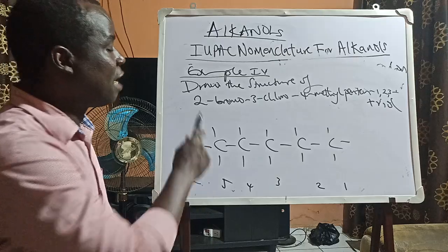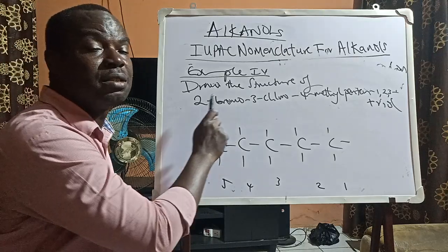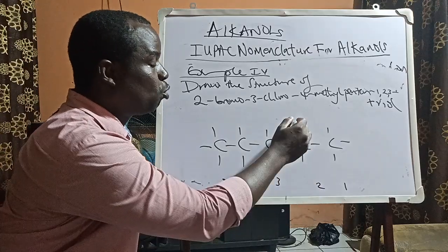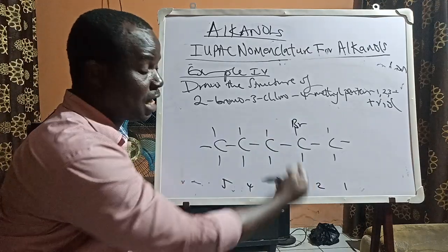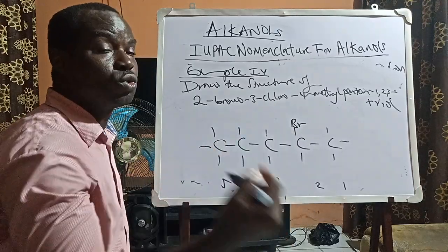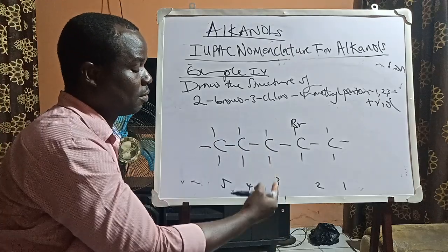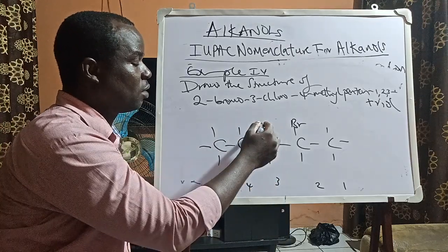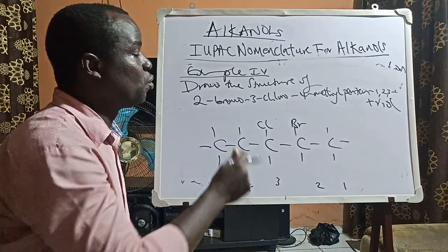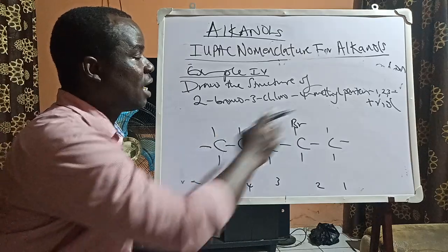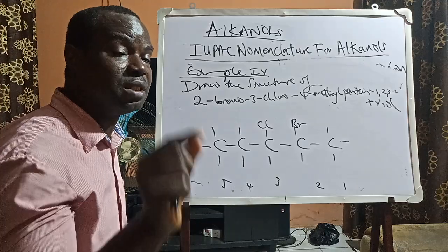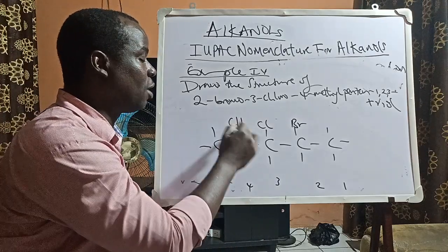Then if you look at it, you see that I have 2-bromo. This 2-bromo means that there is bromo on carbon number 2. So if you go to carbon number 2, put bromo either up here or down here. That's carbon number 2. I hope you are following. Then I have 3-chloro. So you go to carbon number 3 and put chloro there, either up or down. Are we together? Then we now have 4-methyl. That means there is methyl on number 4. What is methyl? I told you it is CH3. So you put it on carbon number 4.